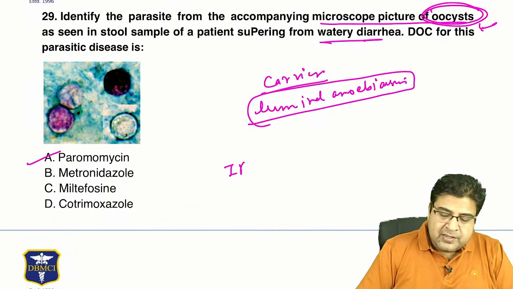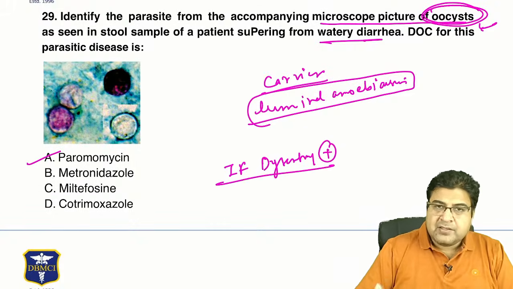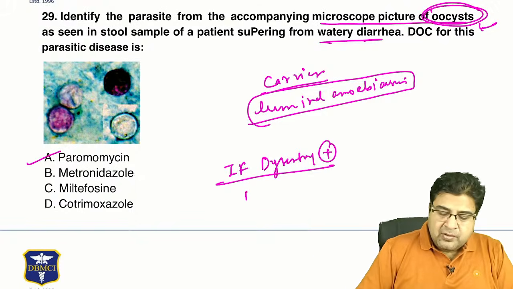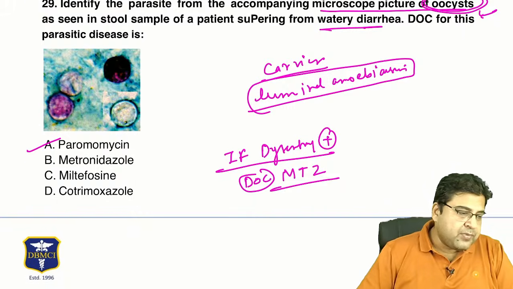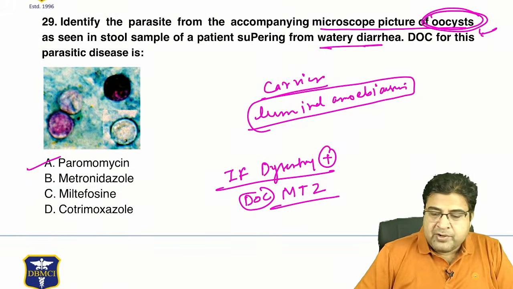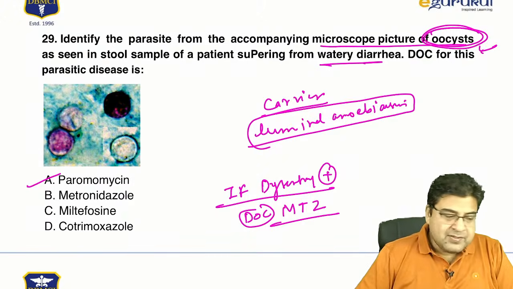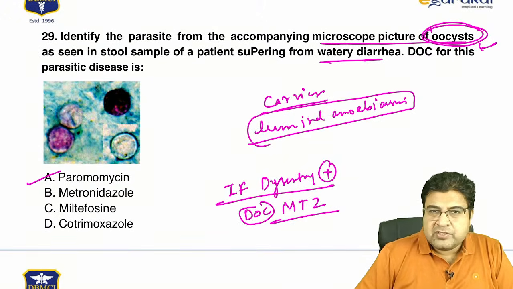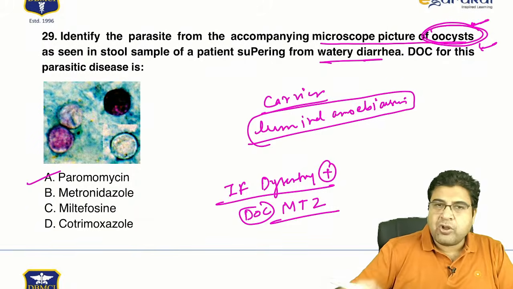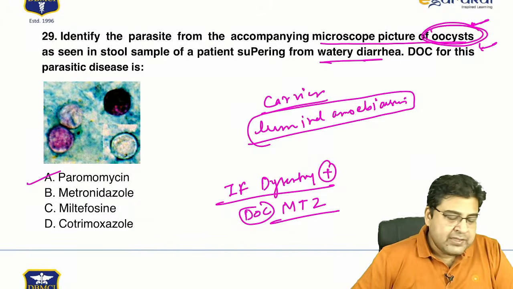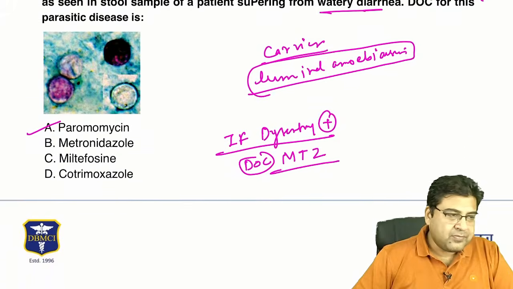If this patient is having dysentery, if this patient is having blood in the stool, it means the amoeba has invaded the intestine. So in that case, we will give metronidazole. Right? So question number 29, answer is A. You will choose paromomycin for luminal amoebiasis because the cyst means it's a carrier stage, a dormant stage, which is passed in the stool, and this is required for the spread of the infection. So 29, answer is A.